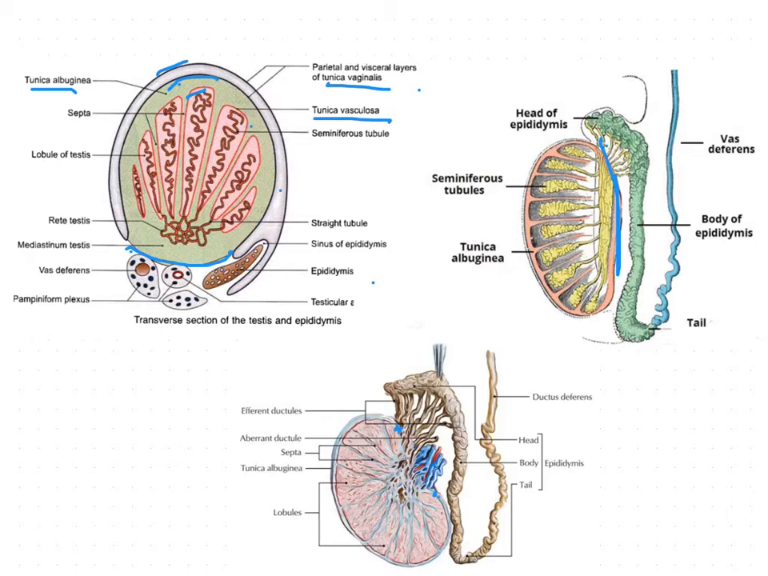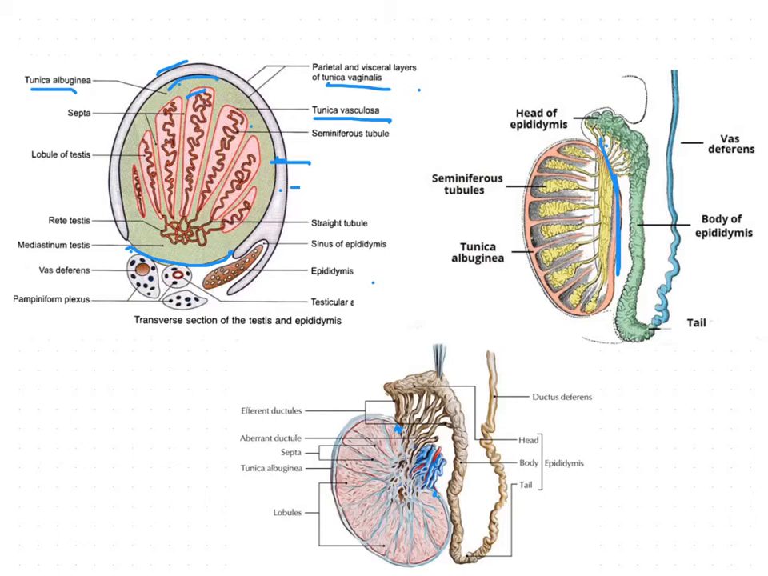Okay, this is about the tunica vaginalis. Now coming to the next layer, that is tunica albugina, which is a dense white fibrous coat covering the testis all around. So this tunica albugina is going to cover the testis all around. That means on the posterior aspect also it is covered. Okay, and this tunica albugina is covered by the visceral layer of the tunica vaginalis.